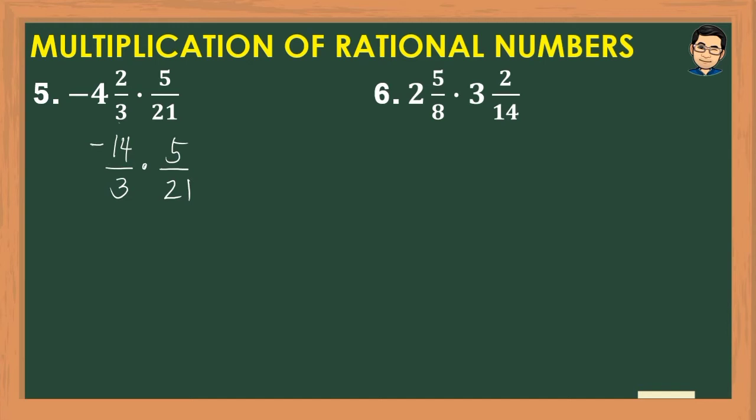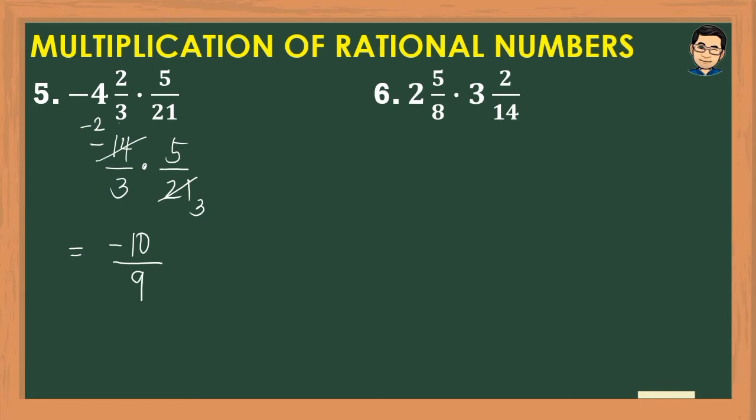So now we can cancel out common factors. So 14 and 21, the GCF is 7. So negative 14 will become negative 2, and then 21 will become 3. So 5 and 3, the GCF is only 1, so we cannot cancel these factors. Okay, so we multiply the remaining factors. Negative 2 times 5, that is negative 10, over 3 times 3, 9.